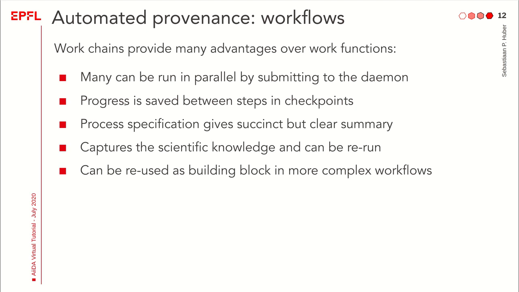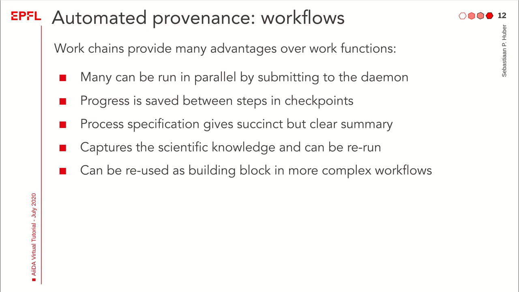For this simple example where the calculation is quick, this is not a big deal, but if you're running calculations through your workflow that might take hours or days, this feature becomes critical, because otherwise you wouldn't be able to shut down your machine. The process specification performed in the define method that we just showed also gives a nice overview and a lot of control over validation, and generates automatic documentation, which of course in the work functions you don't have. So the more complex your workflow becomes, the more powerful this define method and the process specification comes from the Workchain. Finally, it really captures the scientific knowledge and can be easily rerun.